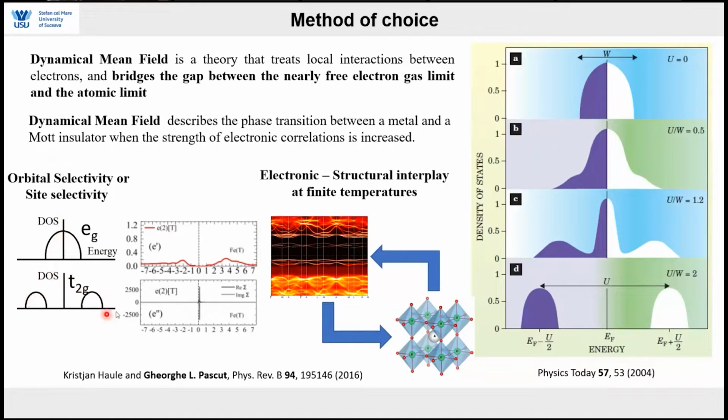Now, in this method, the way you recognize the gap is if you have a pole in the self-energy. Self-energy describes the fact that the electron moves through the crystal and interacts with the other electrons. If you look at the real and imaginary parts of the self-energy, which I'm plotting here for this particular orbital, and I have a pole within the gap, I automatically know that this orbital, or this gap, is opened due to the correlation.